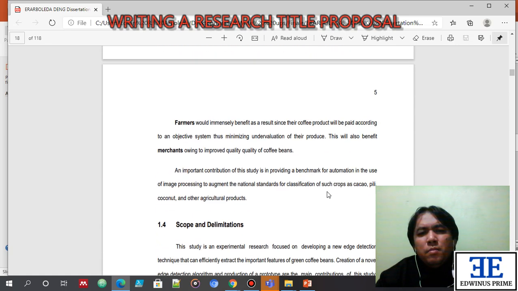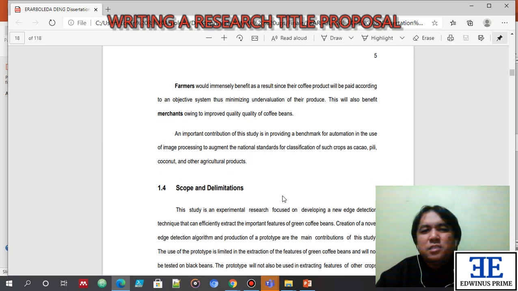Avoid stating that this will be a reference in the future for undergrad students who will conduct the same research. Avoid stating such sentences. This, of course, happens after you publish or after completing your research, someone will use it as a reference, and you don't need to specify that in the significance of the study.